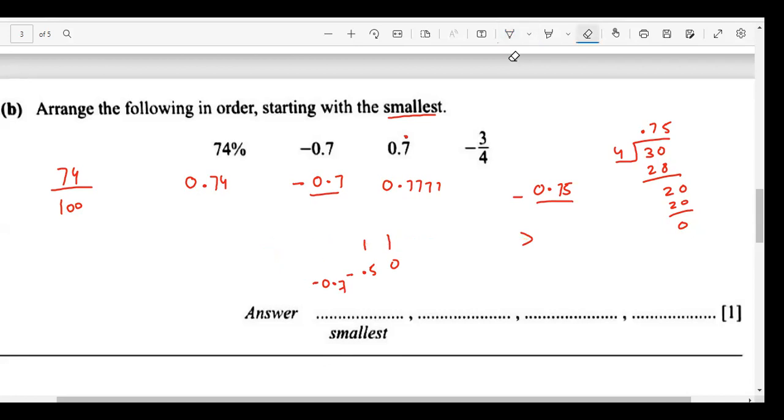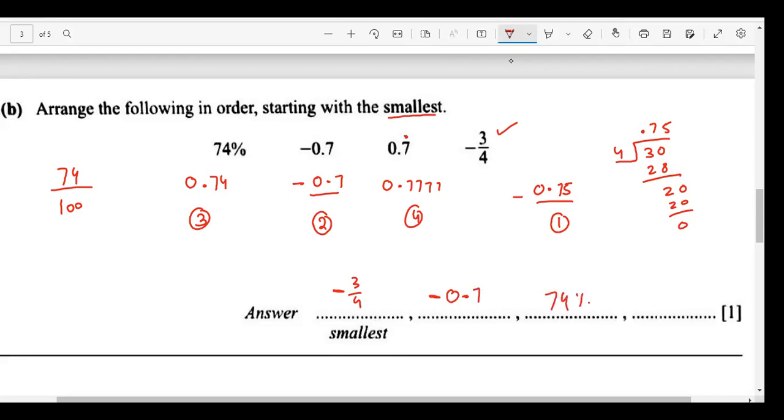All right, so we are clear with the idea now. So let's start organizing them. The smallest number would be this one, then the second smallest, then the third smallest, and then the largest, basically. So it is minus 3 by 4, because it's this one. Then it's negative 0.7. Then it's 74%. And then it is 0.7 with a dot.